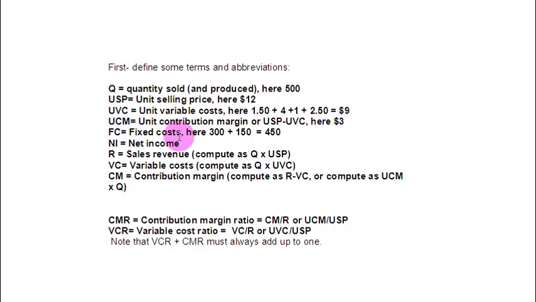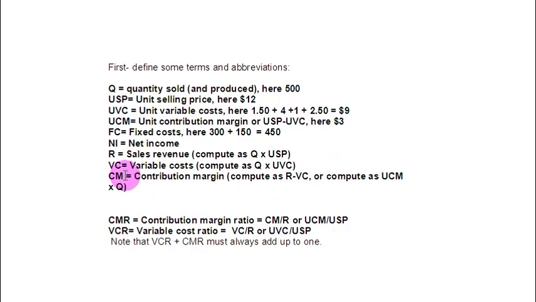FC stands for fixed costs. We had $300 of equipment rental plus the $150 that we pay Buzz. Total fixed costs $450. NI, net income. We're going to use R to stand for sales revenue. You can compute sales revenue as quantity of pies sold times the selling price apiece. VC would be variable costs, total variable costs. VC is quantity sold times the per unit variable cost.